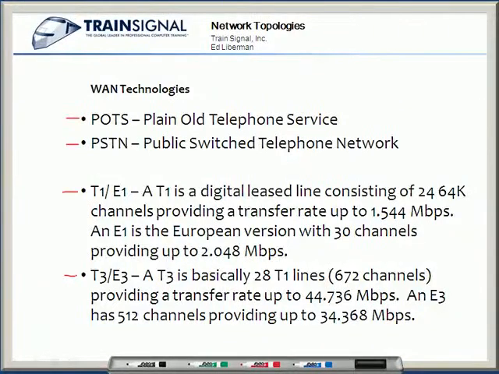And an E3, again, is the European version, which has 512 channels, providing a little over 34 megabits per second. Now, these are dedicated leased lines that you would need to get from a telecommunications provider.